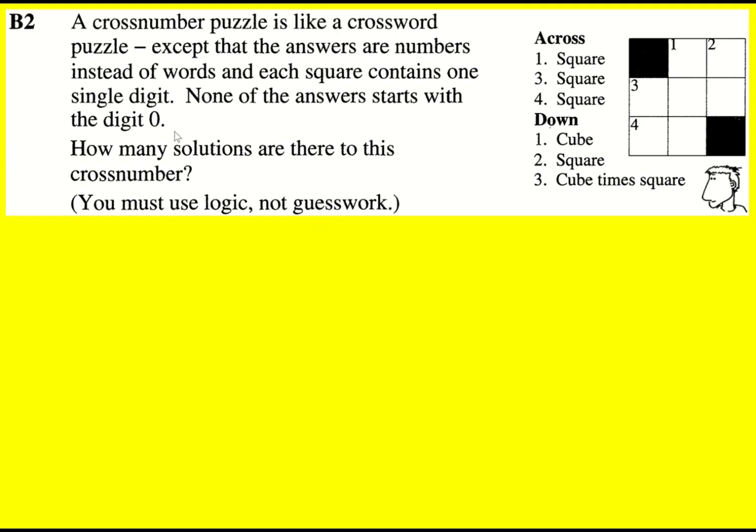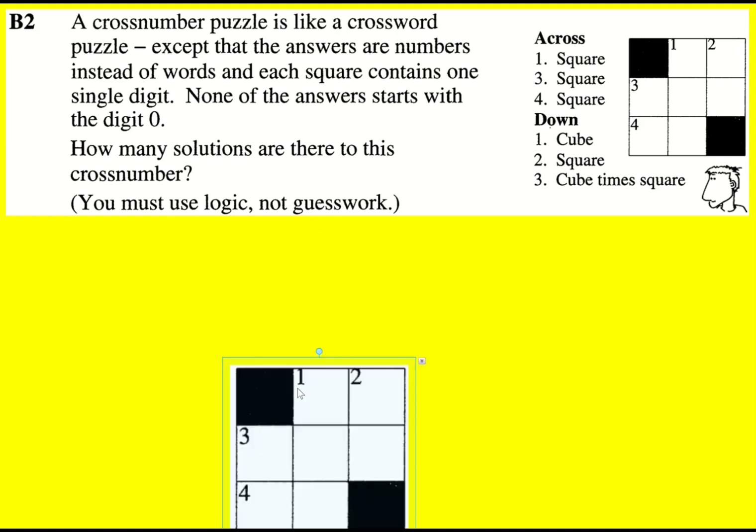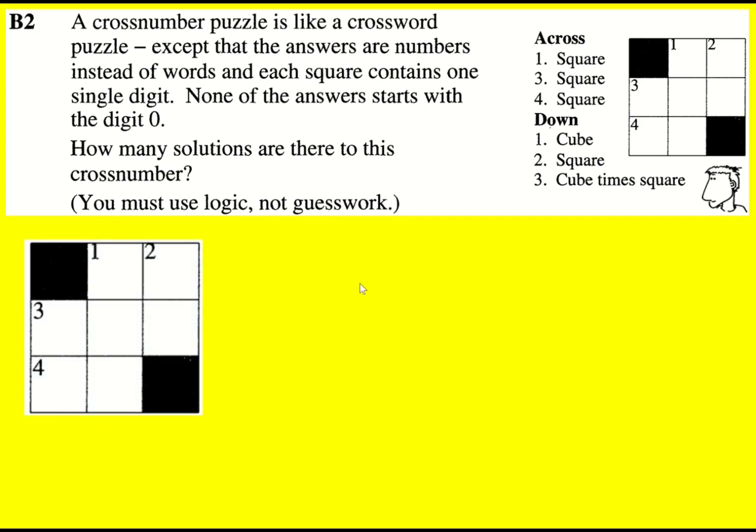We're trying to find how many solutions there are to this cross number using logic. Now we really don't want to start with, say, 1 across because there's lots of two-digit square numbers. Actually, a good idea is to go with 1 down because there's actually not that many three-digit cube numbers.